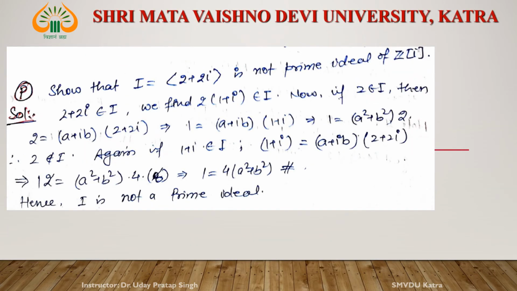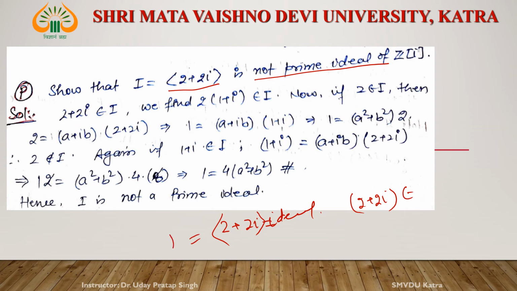We have to show that the ideal generated by 2 plus 2i is not a prime ideal. See, this is an ideal. In this ideal, 2 plus 2i is itself an element. If we call it I, then 2 plus 2i belongs to I, and this can be written as 2 into 1 plus i. Then by the definition of prime, either 2 belongs to I or 1 plus i belongs to I.